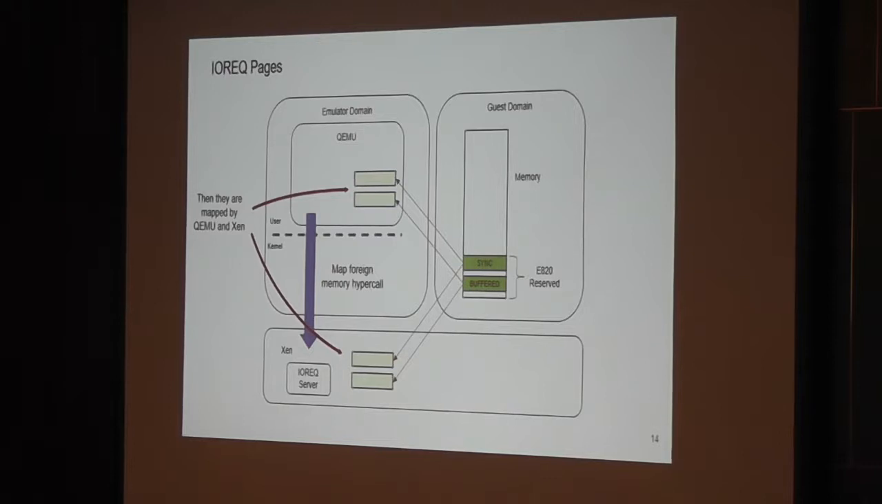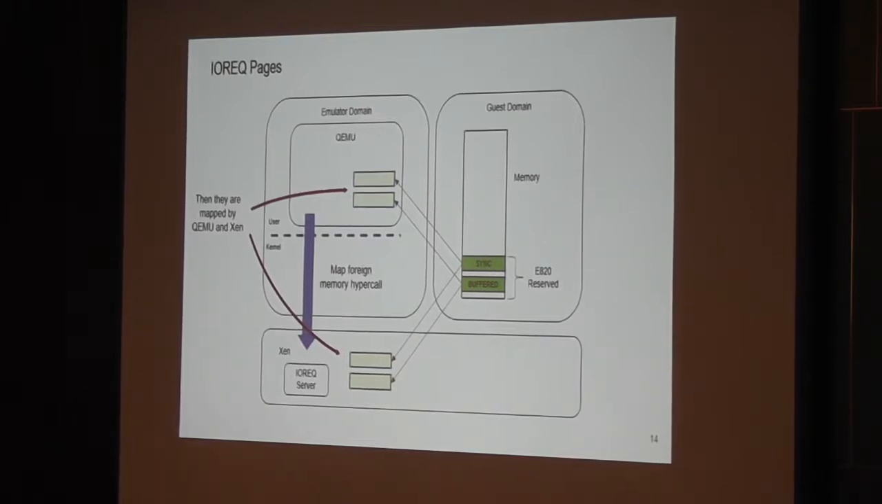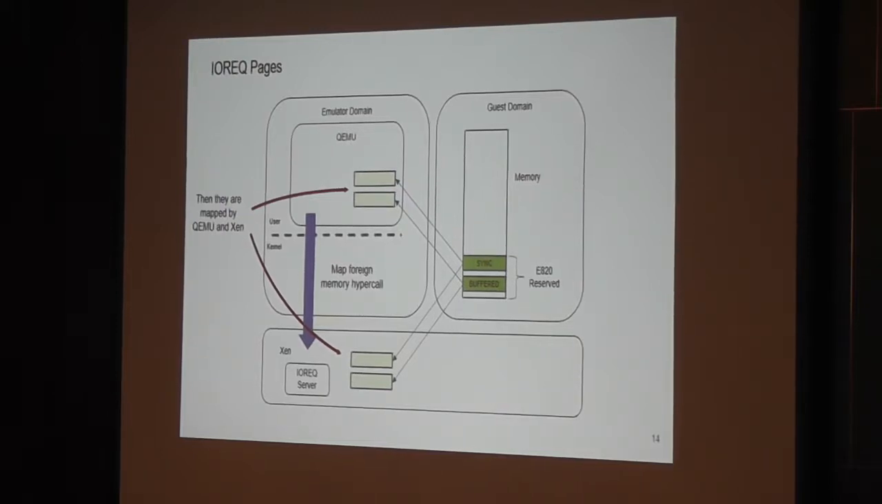So, having set up the frames, they have to be mapped by both Xen and QEMU, because it is a shared memory protocol, so they have to be mapped in both places. And that's typically done by QEMU using a foreign memory map operation on the guest, because the frames are part of guest memory.